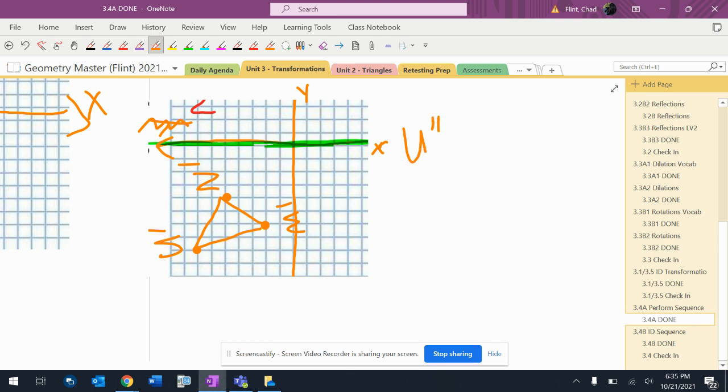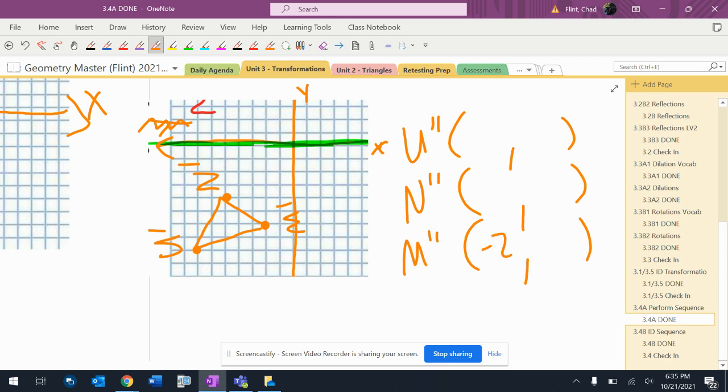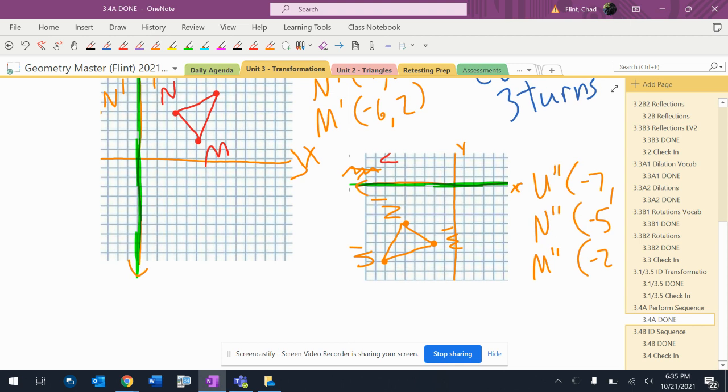All right, so I want to know where U double prime is, N double prime is, and M double prime is. So M is negative 2, negative 6. N is negative 5, negative 4, and U is negative 7, negative 8. So I'm going to go back to my graph, and I'm going to put those on there.